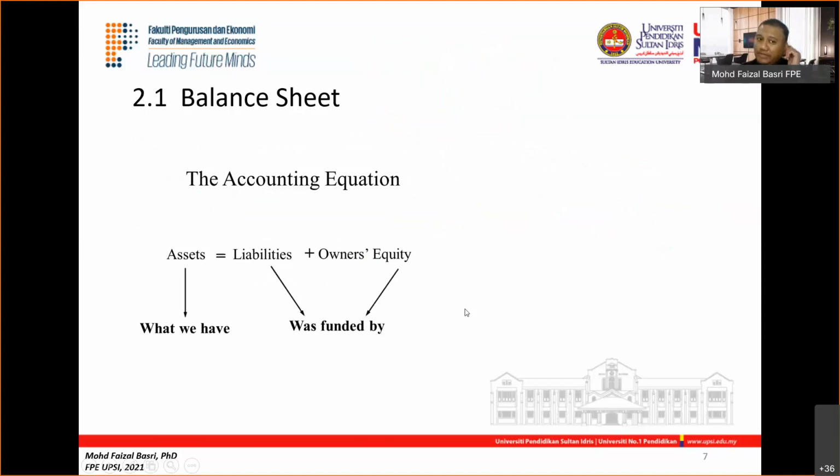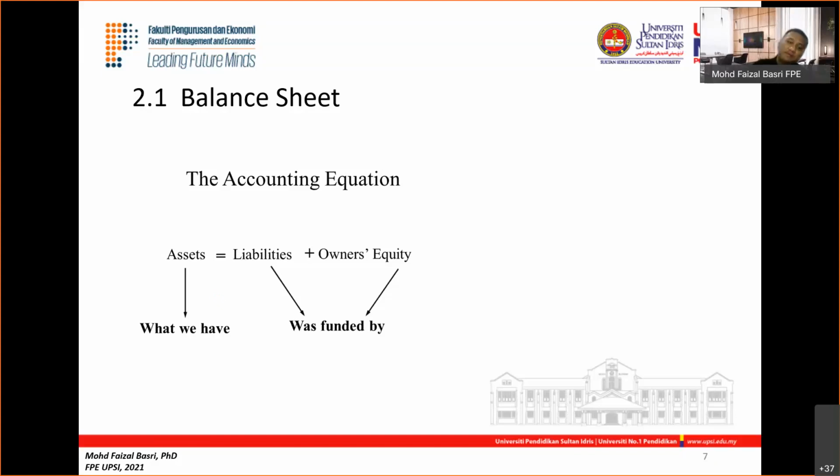Okay, so this is the equation that you have to remember when we talk about statement of financial positions or the balance sheets. So here we have the assets. Assets represent things that we have, either, like I said, we purchase it by cash or we finance it. Every piece of information will be recorded.